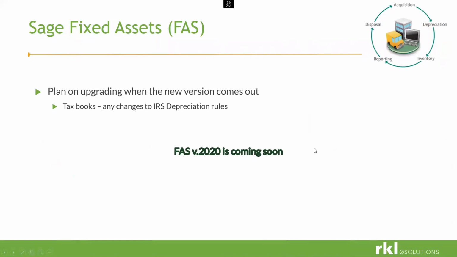And then also just a quick note about Sage Fixed Assets. They do come out with a new version every year. That version is going to include all of the changes that are made to the IRS depreciation rules. So you'll want to make sure that if you're using fixed assets, you get that new copy. Just a note about that one is you can't jump over versions, so you'll have to install every version. They're not cumulative. So if you're still back on 2018, you'll have to get 2019 and 2020 once that's released.